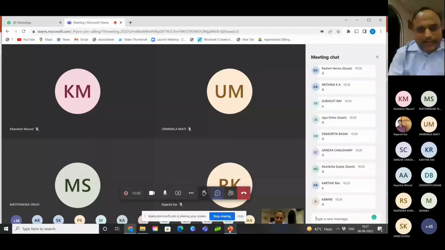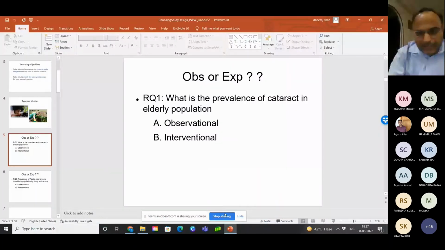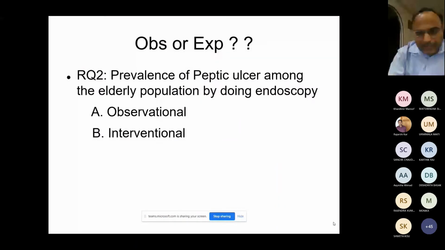Okay, let us go to the next example in this series, which is research question 2. Prevalence of peptic ulcer among the elderly population by doing endoscopy. So here we are going to see this elderly population going to do an endoscopy and see the presence of peptic ulcer there. So is it an observational design or interventional design? Again, I want A or B.